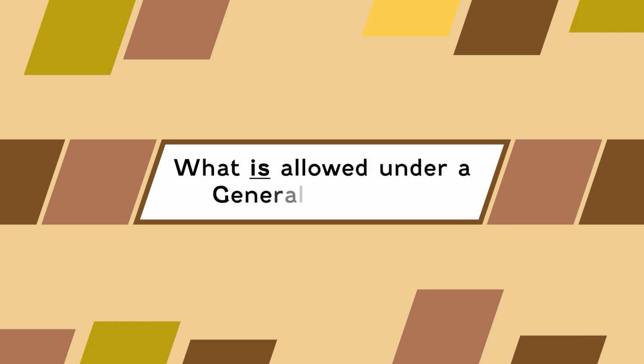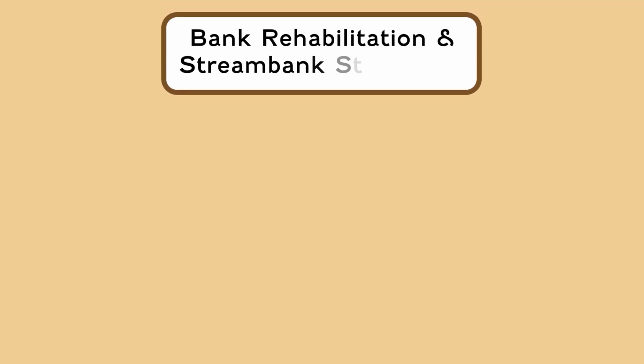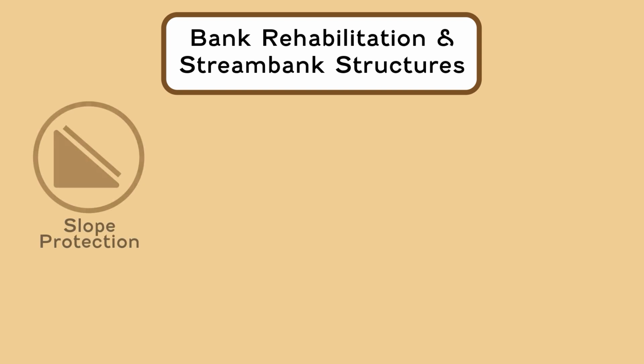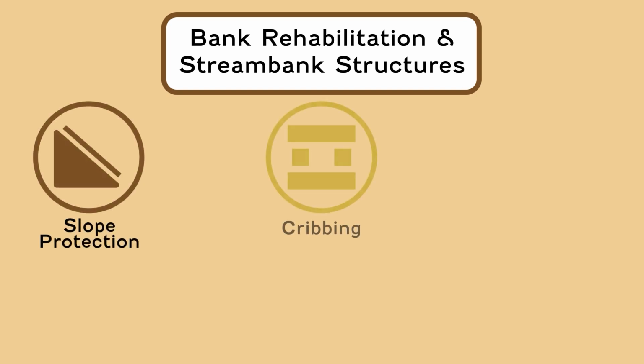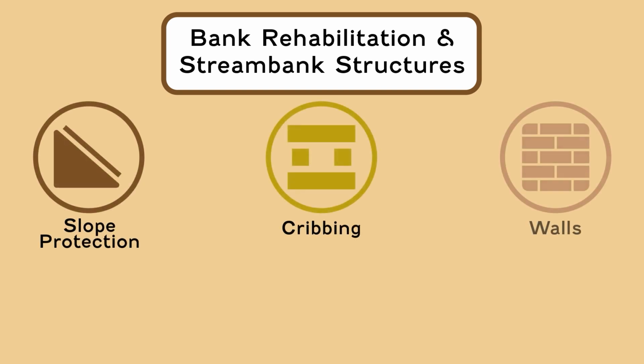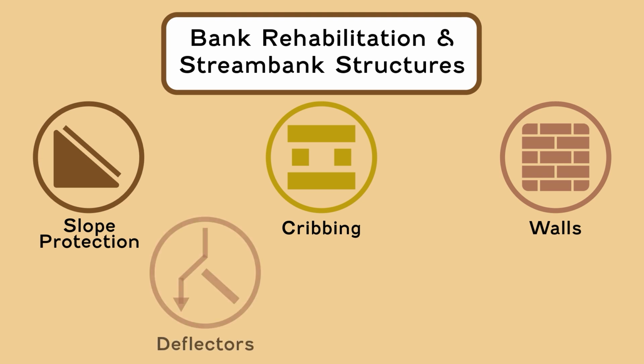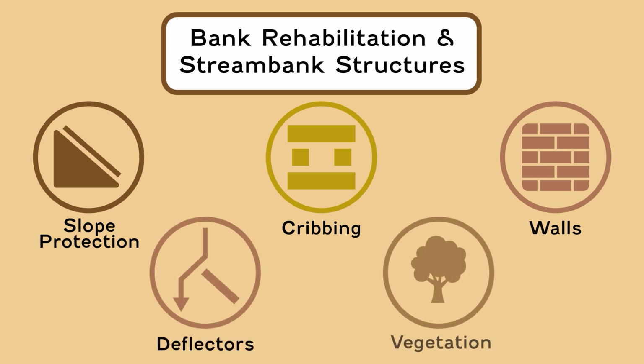What is allowed under a GP3? There are two main actions allowed under a GP3. One is the building of bank rehabilitation and protection structures. These structures include any form of slope protection, cribbing, walls, deflectors, or vegetation. We will talk more about what some of these structures are and how they work in the next video.